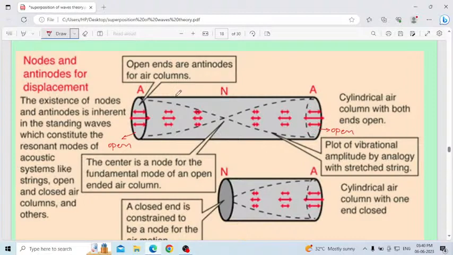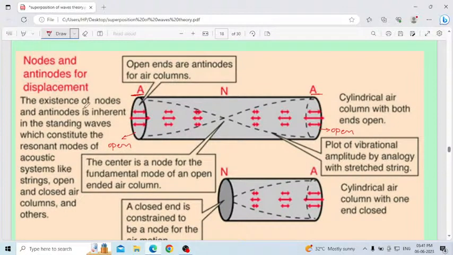Everything I have given in the theory part you can read. I will provide PDF notes also, make use of that. Then at the open end you will get an antinode. This is the antinode at the open end. At the middle you will get the node. Antinode means where the amplitude is maximum, at the node the amplitude is minimum. Seeing the picture only you can recognize, that you have to remember.